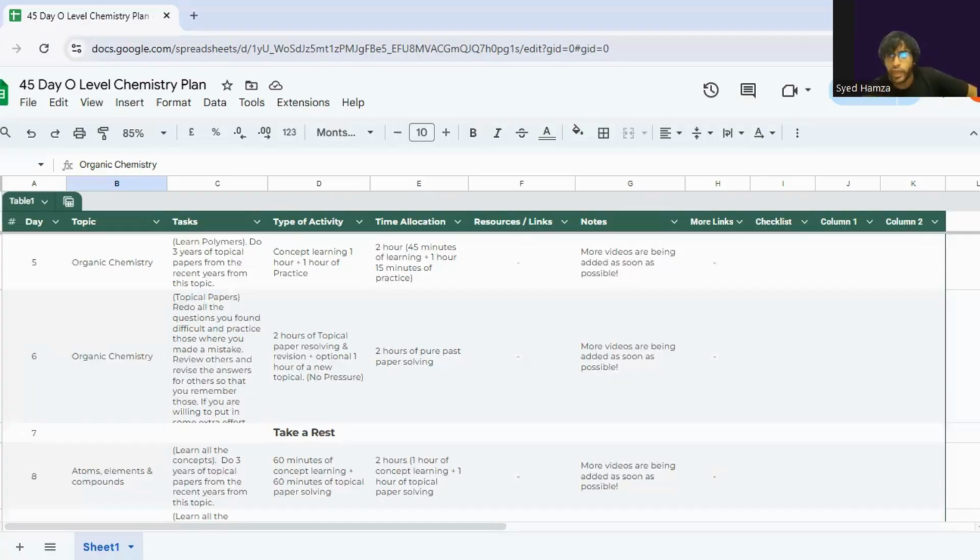I can understand if you have 2 or 3 subjects, but you're very close to your papers right now, so you need to spend that sort of time to cover this syllabus. It's a very lengthy syllabus, especially chemistry, right? So once you have done organic chemistry, then you can move on to atoms, elements, and compounds.